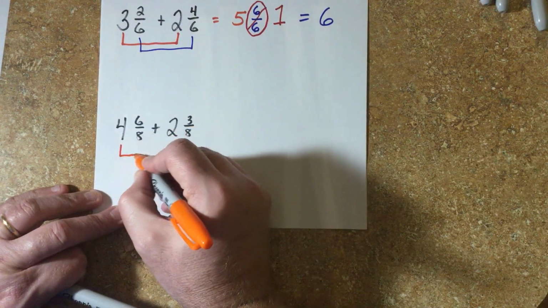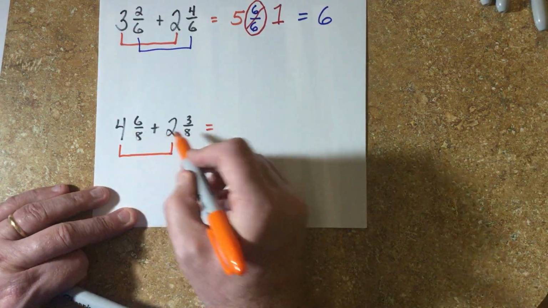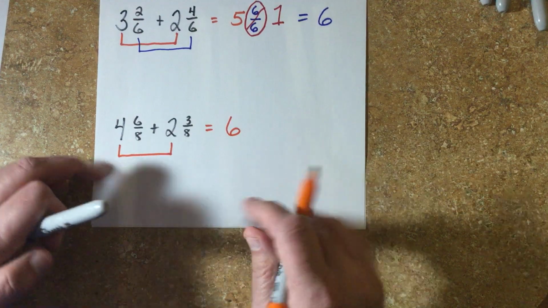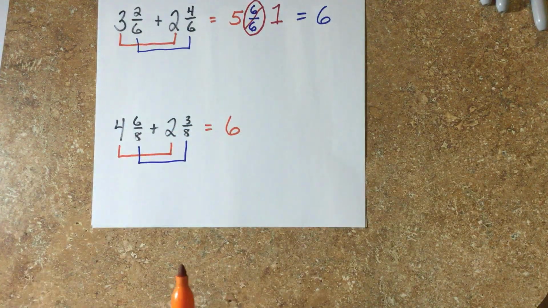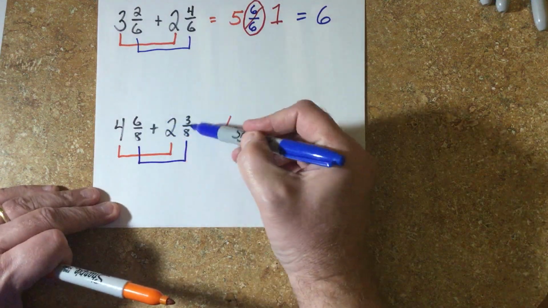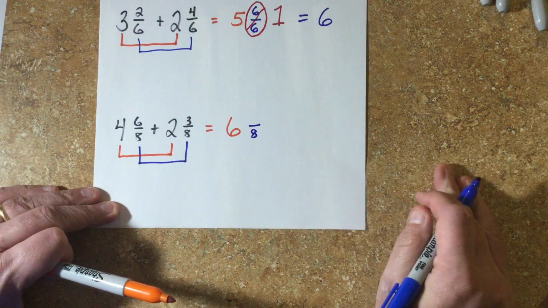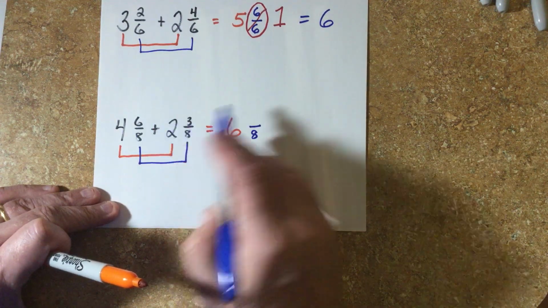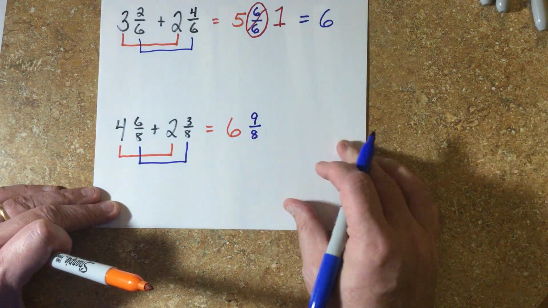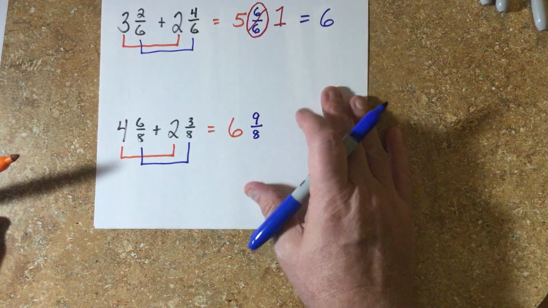And again, we're going to start off the same way, add our whole numbers. So 4 plus 2 is 6. And then we're going to add our fractions. Our fractions 6/8 plus 3/8. We've said that our denominator stays the same, so it's going to be an 8. And we add the numerators. 6 plus 3 is 9. And here we have a different issue that's coming up.